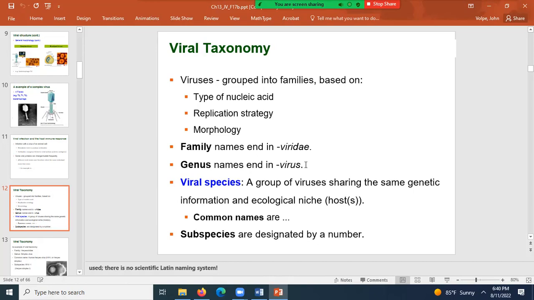The virus has a species, which is a group of viruses sharing the same genetic information and the same ecological niche, meaning they'll infect the same host.